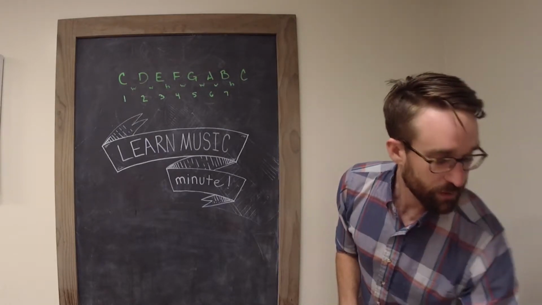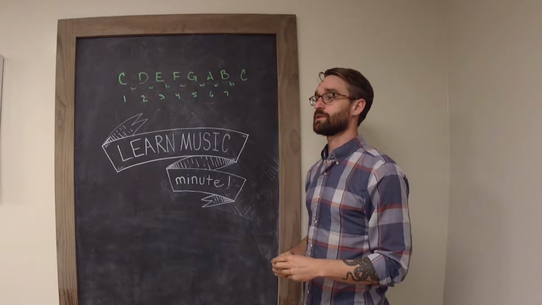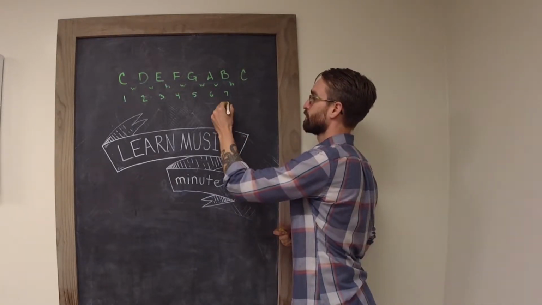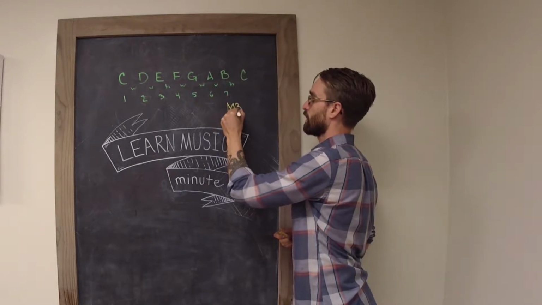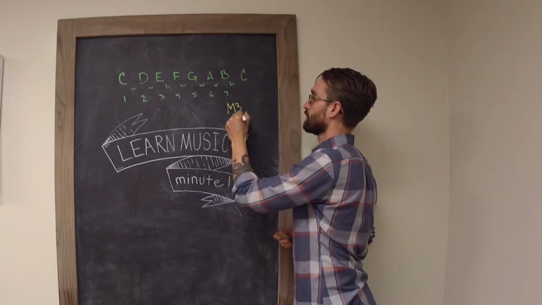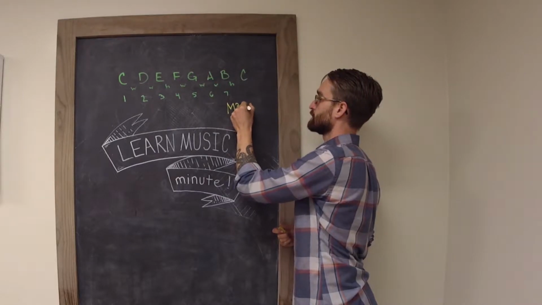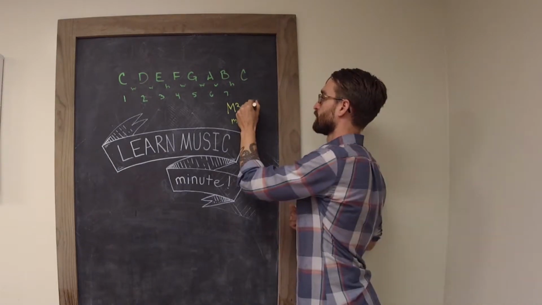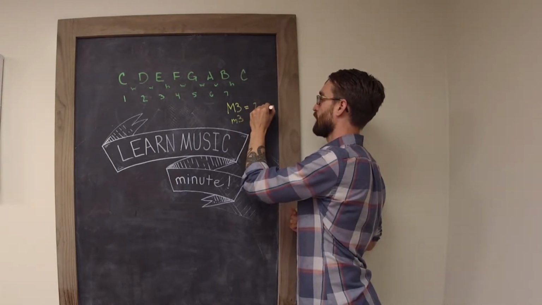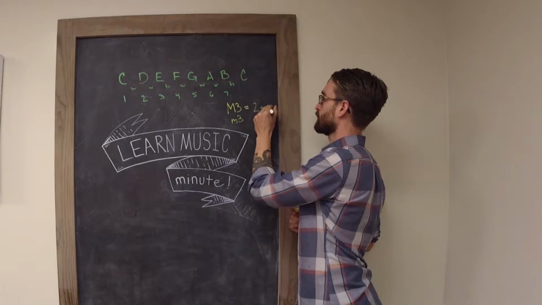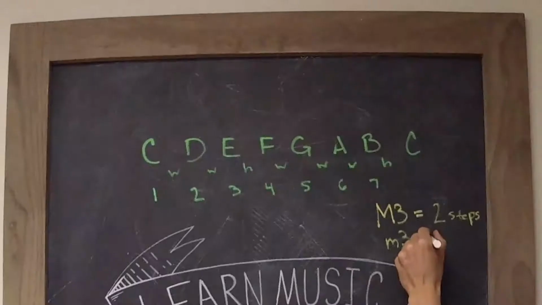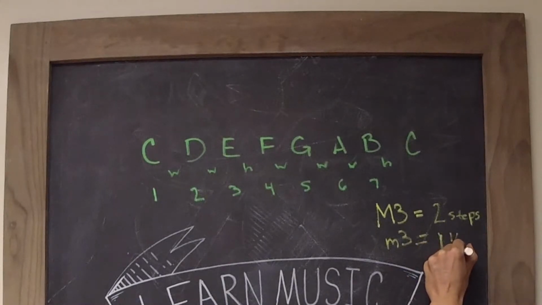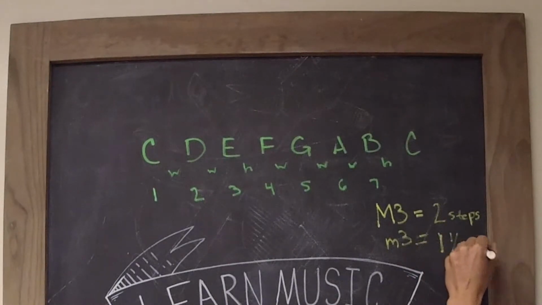So the first thing we have to do to harmonize the major scale is talk about what thirds are, all right? There's 2 kinds of thirds. We have major thirds and minor thirds, all right? A major third is the distance of 2 whole steps. So I'll write that there. And then a minor third is going to be a little bit smaller, and that's going to be a step and a half. All right, I'm running out of room here.